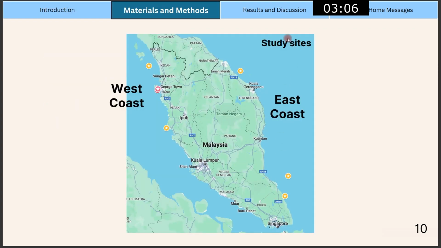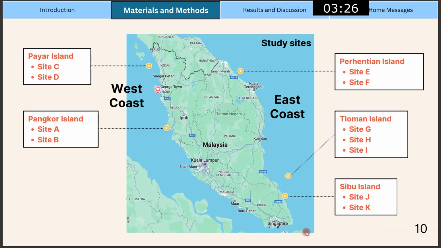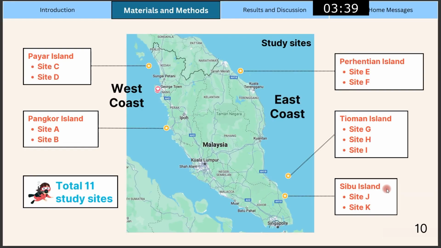So let's introduce the study sites. We can split them further into West Coast and East Coast. Ignore the hard science over here. It's about the cafes and restaurants that I would like to visit, so it's not included in this paper. But we will look at the star signs over here. On the West Coast, we have Paya Island and Pangkor Island. On the East Coast, we have Perhentian Island, Tioman Island, and Cebu Island. There is a total of 11 study sites.